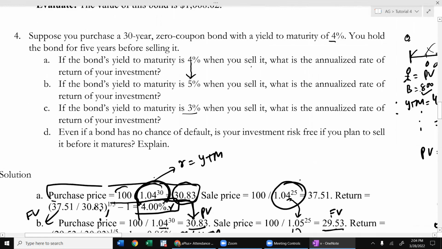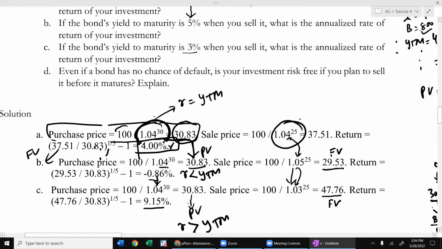The question is saying that even if a bond has no chance of default, is your investment risk-free if you plan to sell it before it matures? Explain. The question is saying that, let's say you bought these zero-coupon bonds, which are normally sold by the government. When they are sold by government, then there are 0% chances of default. Then what is the risk then? If the bond cannot default, so what is the risk if you do not hold the bond until maturity, until the 30th year? So that is actually changing YTM.